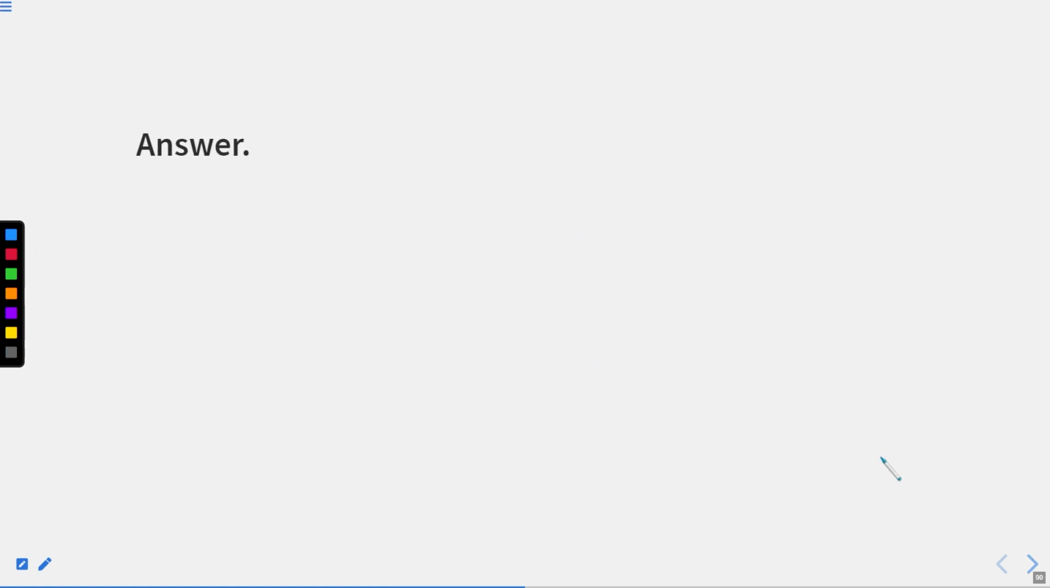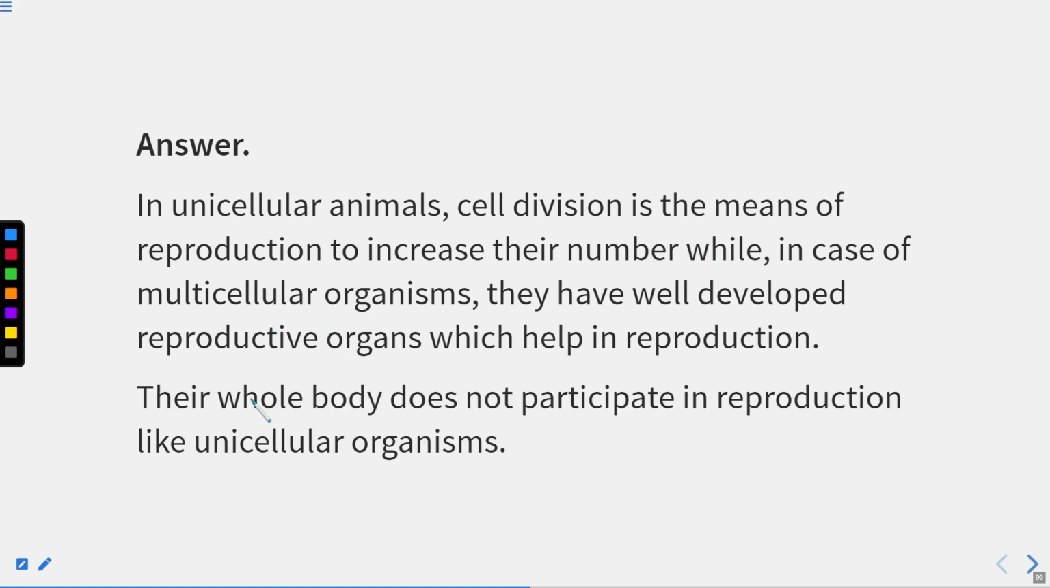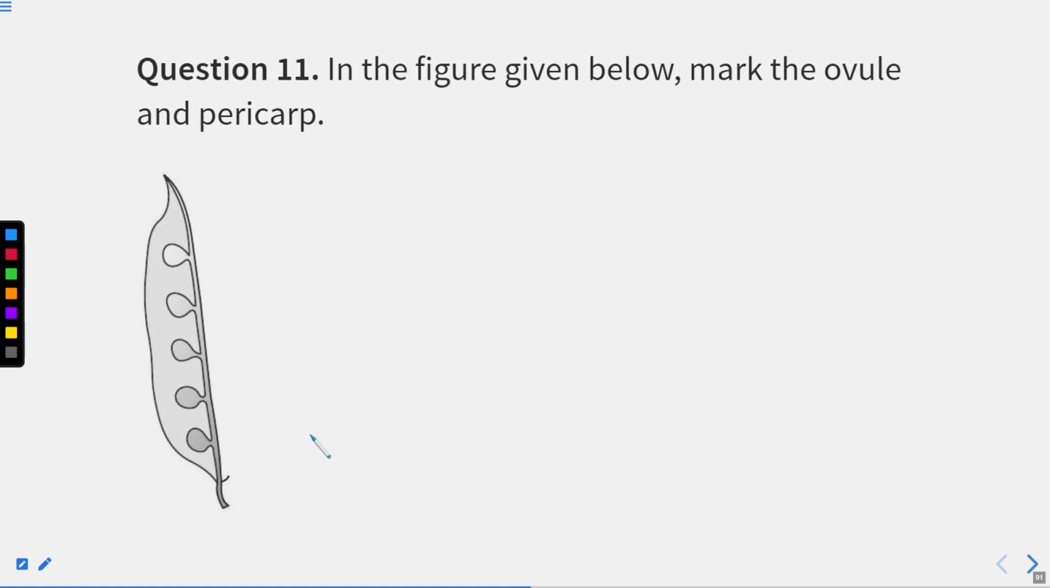Now let's have a look at the answer. In unicellular animals, cell division is the means of reproduction to increase their number. While in the case of multicellular organisms, they have well-developed reproductive organs. So multicellular organisms are complex and consist of reproductive organs which help in reproduction. And in unicellular organisms, what happens? The whole body participates in the reproduction process. But in sexual reproduction, the whole body is not involved, only a part of the body is involved. So the whole body does not participate in reproduction, like unicellular organisms. All right, so this is clear.